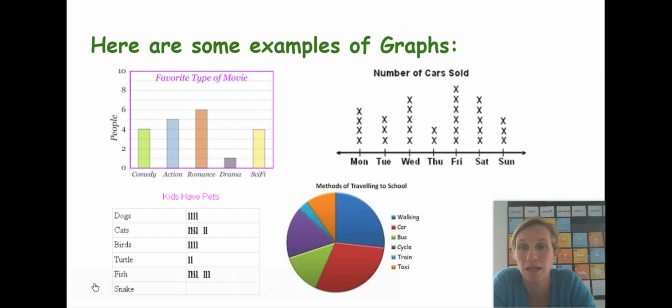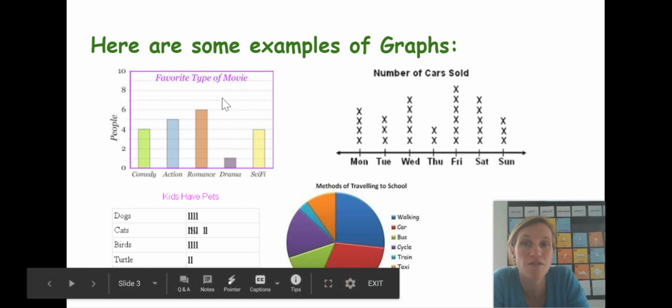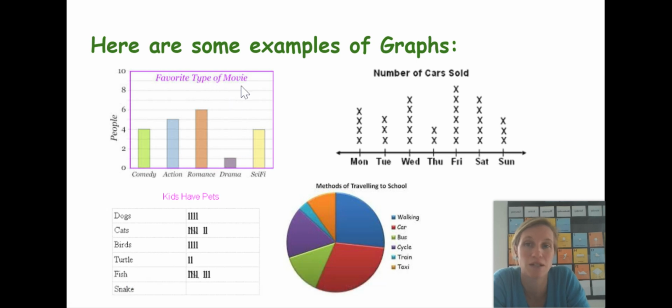For example, in this particular bar graph, we're noticing that the question is a favorite type of movie, there are the different movie categories, and the number of people. So this graph tells us what is the most popular or the most favorite type of movie within the group of people. Clearly, it's romance.